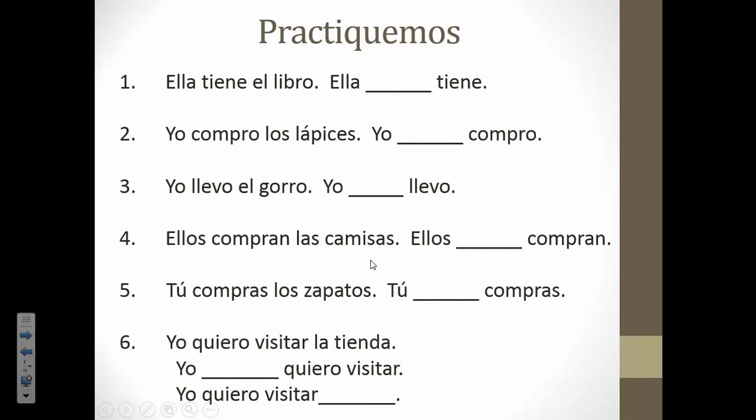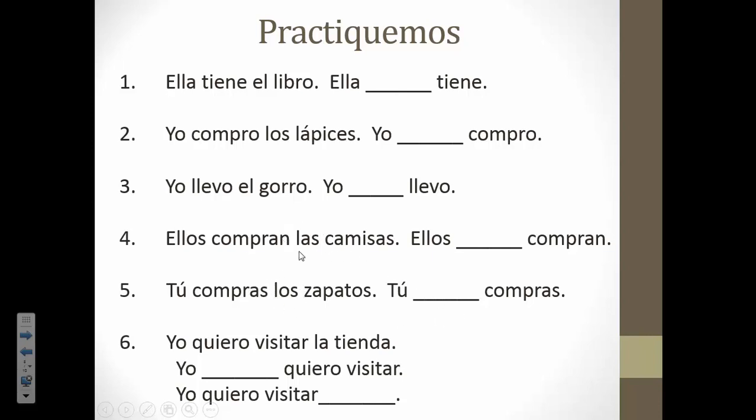Look at cuatro. Ellos compran las camisas. They buy the shirts. We want to say they buy them because camisas is feminine, and we want to replace it with them. We would say ellos las compran. Okay, cinco. Tú compras los zapatos. You're buying the shoes. We want to say you're buying them because los zapatos, we need to use los. Tú los compras.